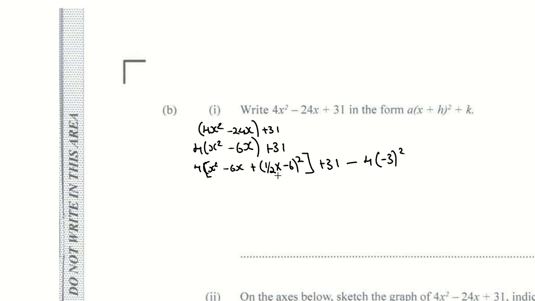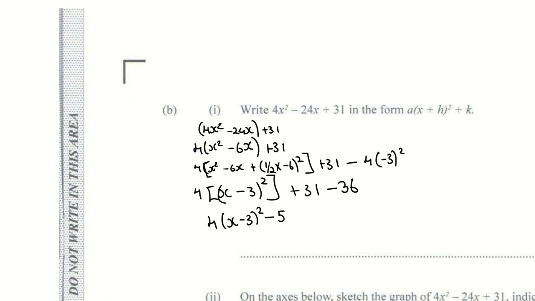So this here is a perfect square, so now I'm going to factorize that. That's 4 open bracket x minus this here, a half of 6 is 3, so minus 3, all squared, plus 31 minus 4 by 9, that's 36, which gives 4 open bracket x minus 3 all squared minus 5. And that is the answer for you completing the square.